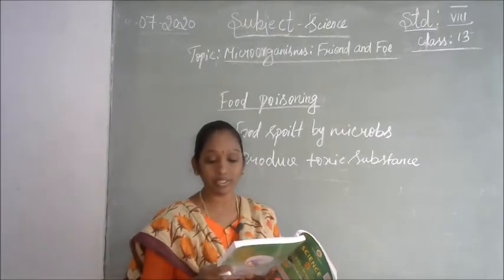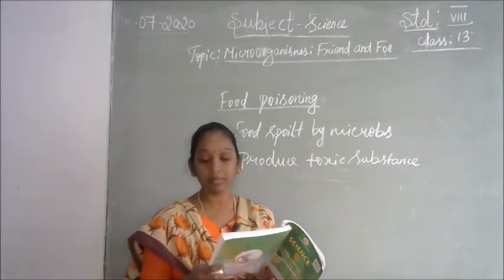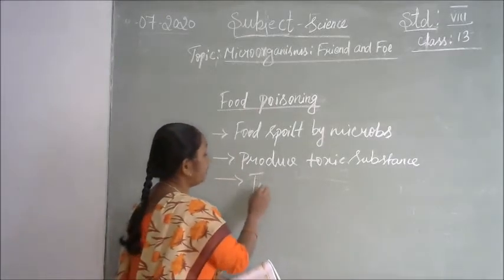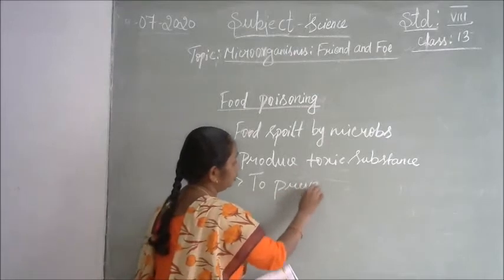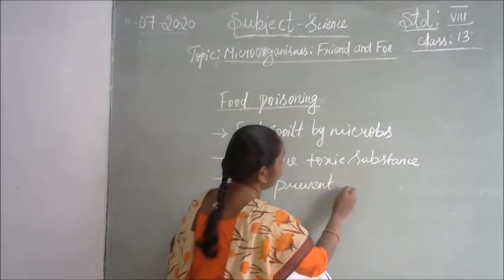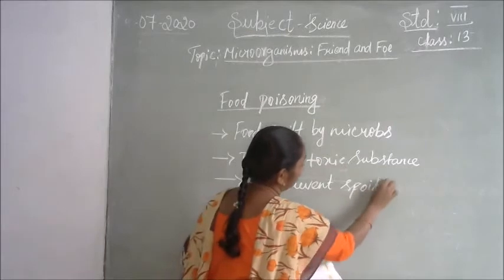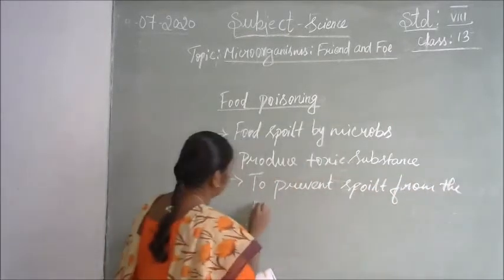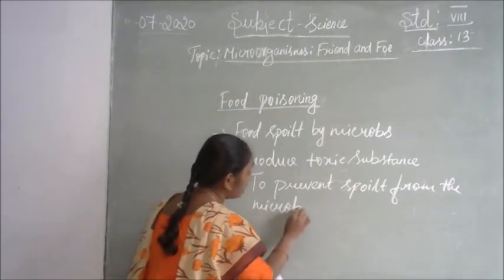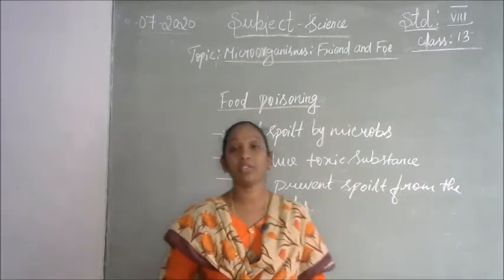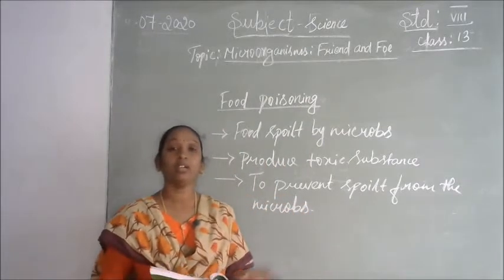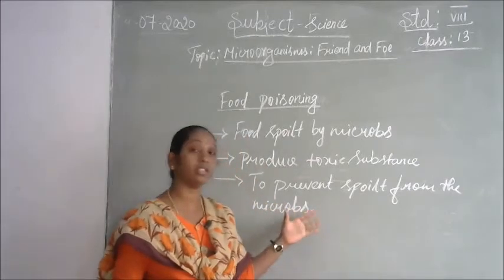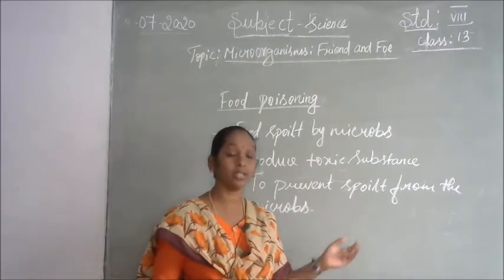So it is very important that we preserve food to prevent it from being spoiled. So what we have to do to avoid this poisoning is to prevent the food from spoiling by microbes. How to prevent this? We have to use some preservatives. They won't allow the microorganisms to grow inside the food. They prevent the entry of microorganisms into the food items.